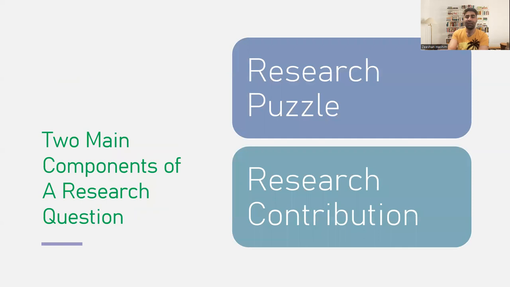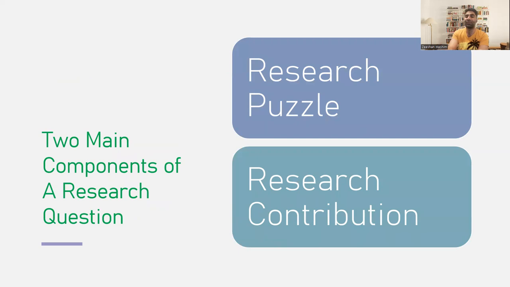There are two main components of a research question. The one is the research puzzle. Your research question must be based on one research puzzle, and your research must contribute. These two things I will cover in another video. The next video would be about how to find the research puzzle and how you can decide about the research contribution.